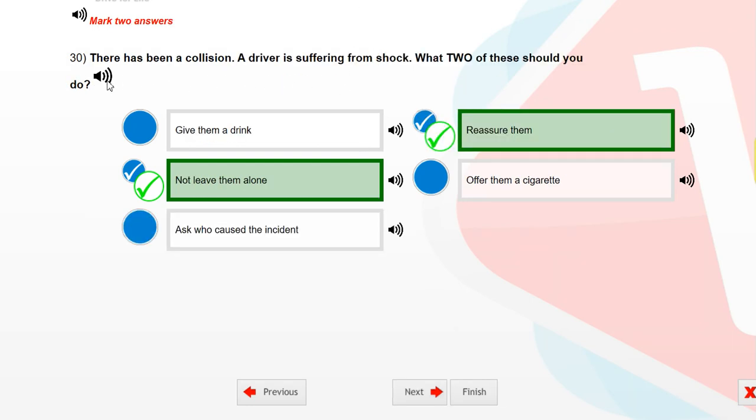There has been a collision. A driver is suffering from shock. What two of these should you do? Not leave them alone. Reassure them.